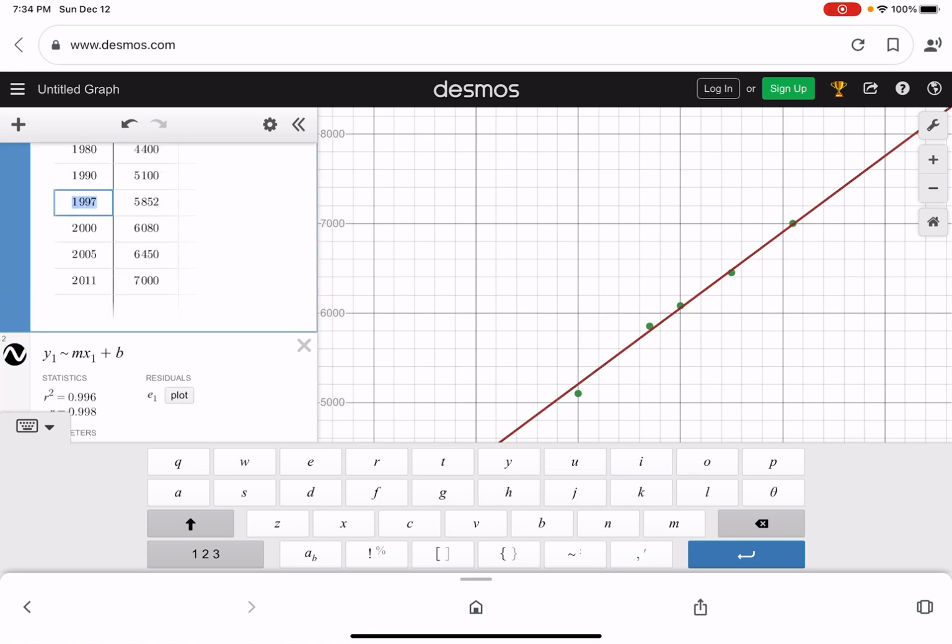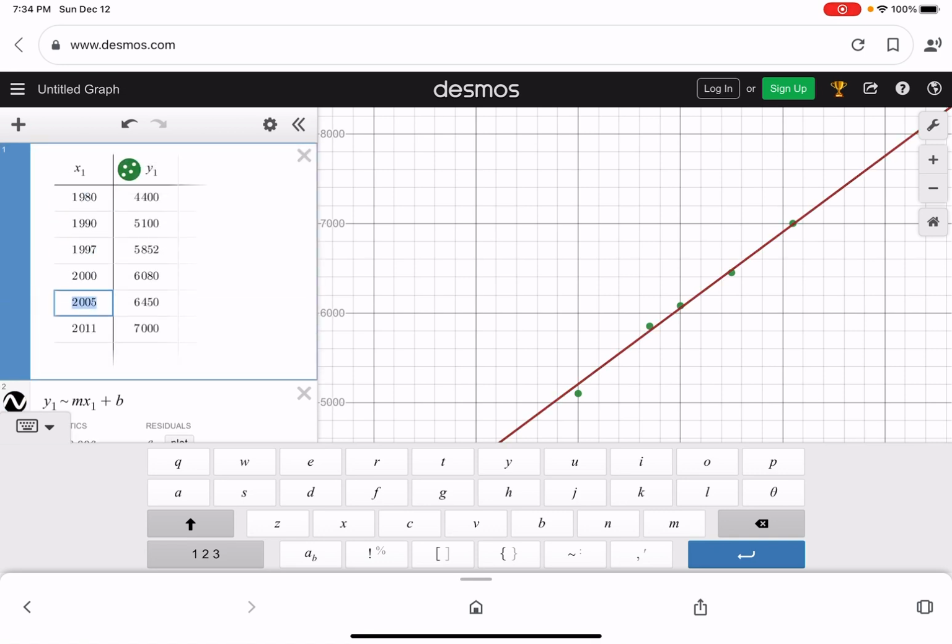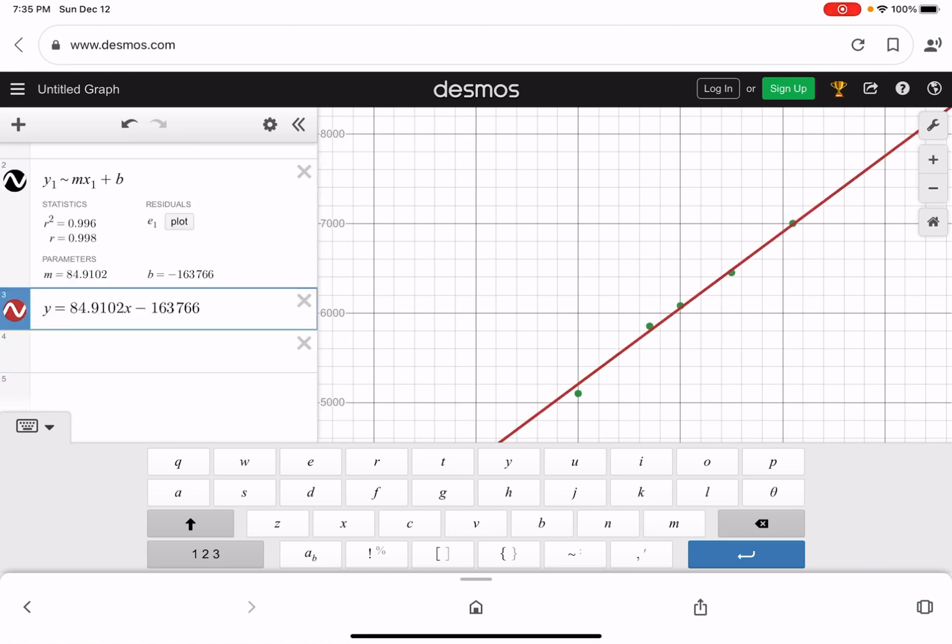So if we go up to the table, you'll notice that 2005 is a value, and that the population was 6,450 people. But this is the actual value, because each point that's plotted in a scatter plot is the actual value. And what we're being asked is the predicted value, or the predicted population in this case. So we want to use our regression equation that we've just written out, because we know that that gives us our predicted values rather than our actual values.